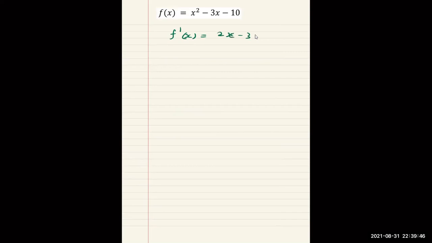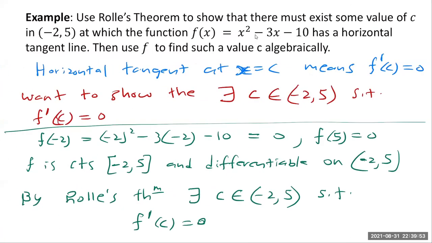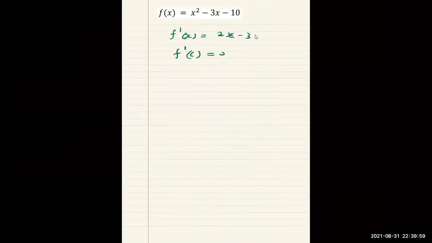2x minus 3. So what do I want? I want to find my value C such that f prime of C is equal to 0. How do I find such a value? Well, I plug x is equal to C in my derivative function. So f prime of C would be 2C minus 3 is equal to 0. This will give you C is equal to 3 over 2. This is the value of C that we are looking for.